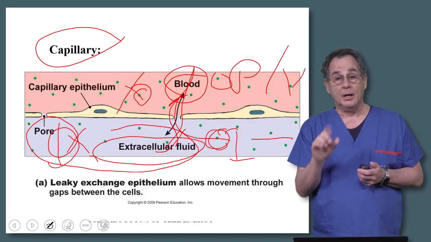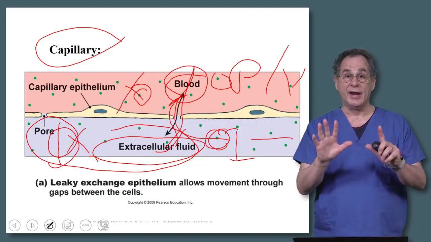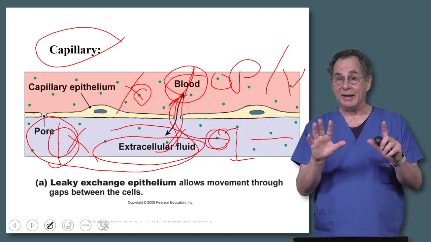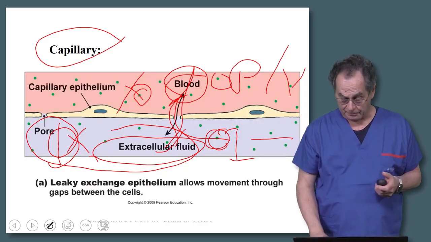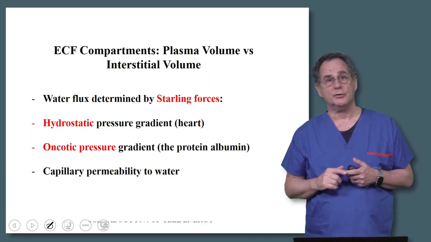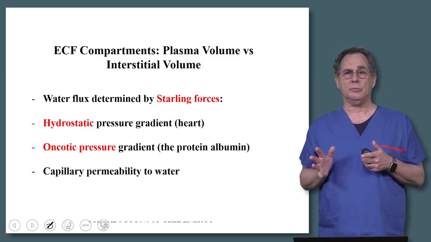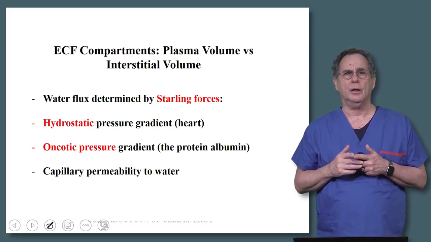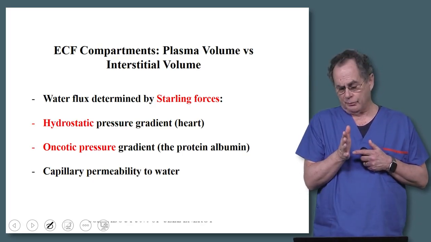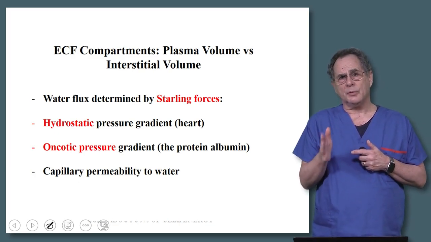Different, of course, if we leap back to the intracellular space, because there, although the osmolality is the same, the positively charged solute is different. It's potassium. So, the extracellular fluid compartments: the plasma volume or the intravascular volume versus the interstitial volume. So water flux, the movement of water from one compartment to the other, is determined by Starling forces.